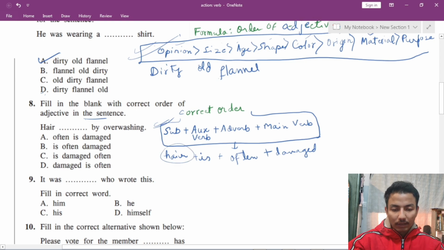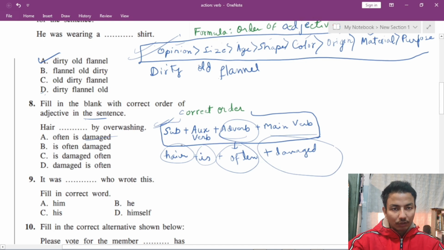Hair here is the subject. Next, auxiliary verb. The auxiliary verb here is "is". An auxiliary verb is nothing but a verb that helps our main verb, helps the main action. Adverb is something that is repeated again and again. So here we use "often" when something is repeated again and again. So often will come. Next, the main verb. The main verb here is damage. So finally we have to write damage.